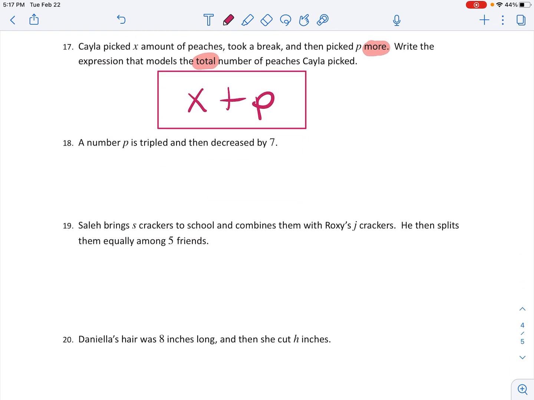Number 18, a number P is tripled and then decreased by 7. A number P is tripled and then decreased by 7. So our answer here would be 3P minus 7. Tripled is telling us to multiply by 3, this is what we're doing here. And decreased by 7 is telling us to subtract 7, and that's what we're doing here. So that is our final answer.